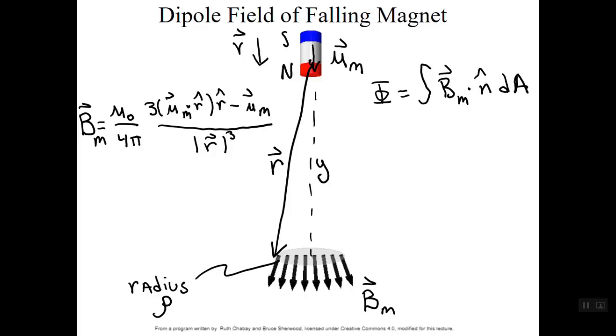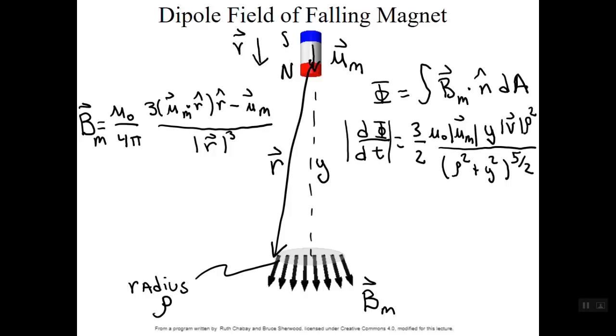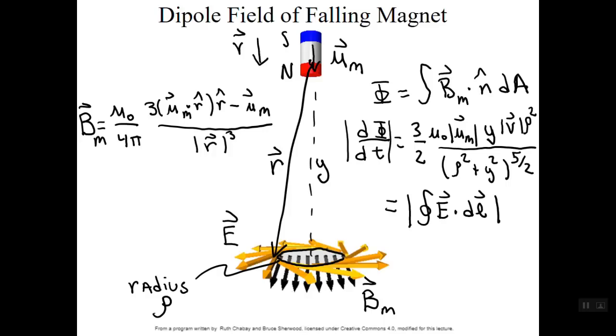So the time derivative of the flux on the shaded surface can be calculated by doing the flux integral and then taking a time derivative. We won't show the details here. We'll just show here the final result for the magnitude of the time derivative of the flux on the shaded area. Now we know from Faraday's law this is the EMF, the magnitude of the integral of the curly E field around the closed path bounding the shaded area.